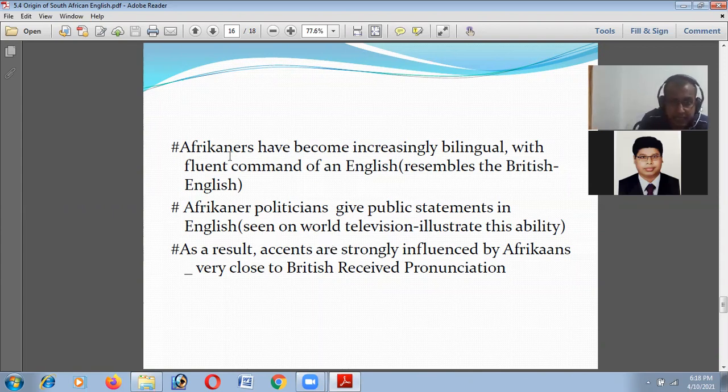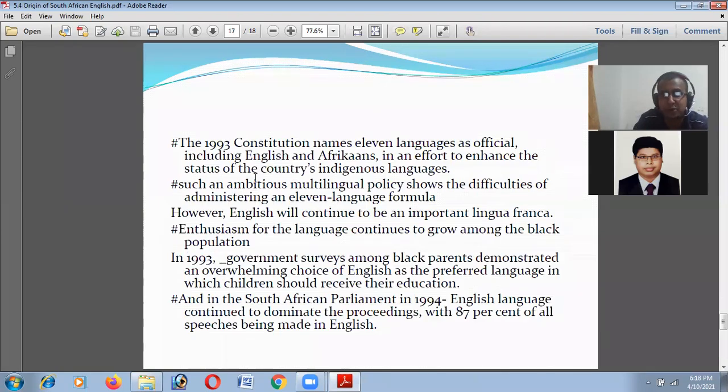The 1993 Constitution names 11 languages as official, including English and Afrikaans, in an effort to enhance the status of the country's indigenous languages. So South Africa did a very interesting thing in its history: in the constitution they put 11 languages as state languages. That is a very ambitious multilingual state language policy for their country.